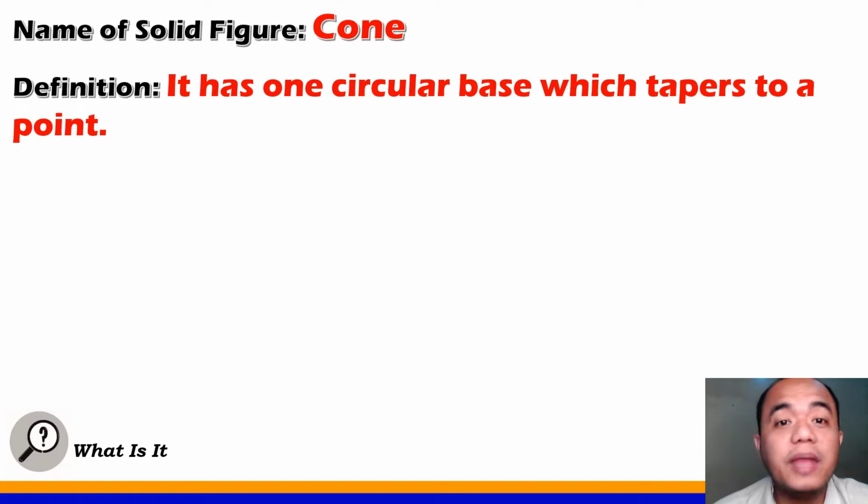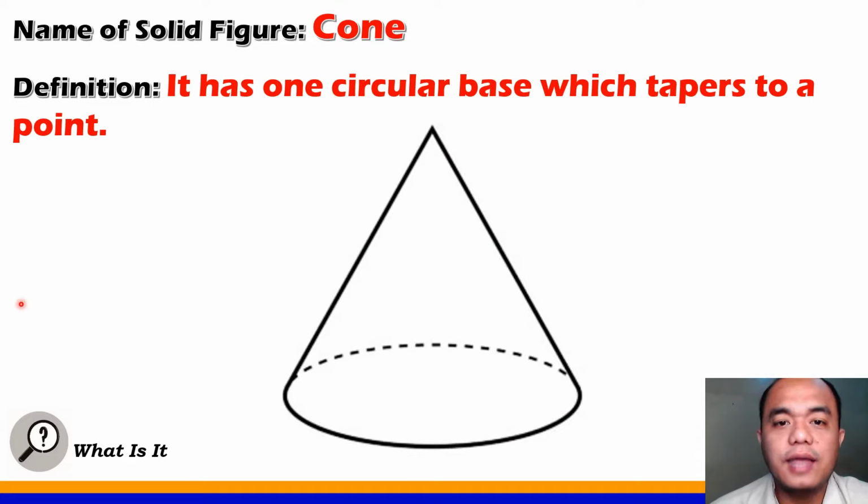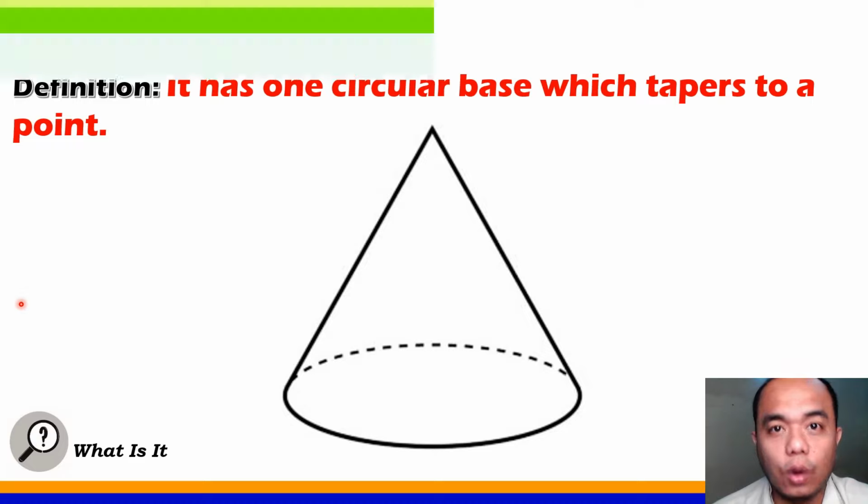A cone is a three-dimensional figure with a single curved base that tapers to a single point called the apex. So again, this is the circular base of the cone which tapers to a point called the apex. So again, this is an example of the cone.